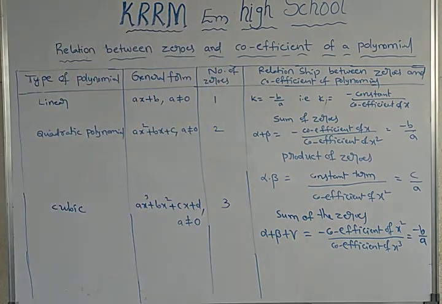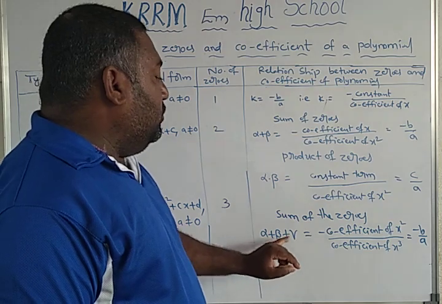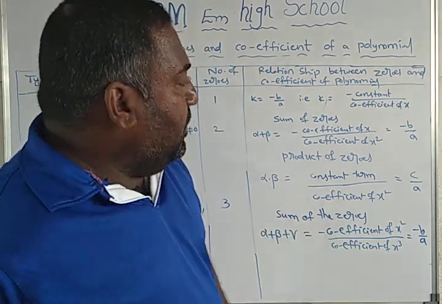So this is the sum of the zeros. What is the relationship between zeros? The sum of the zeros is equal to minus b by a.